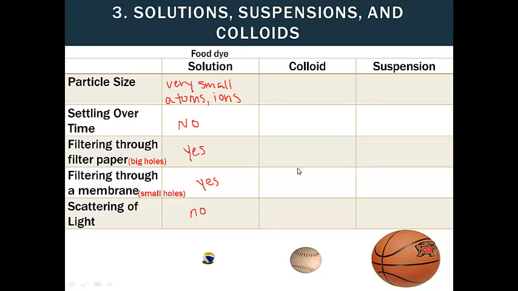Next up is a colloid. So an example of a colloid would be milk. So the particle size here is going to be small, but it's going to be something like molecules. So many atoms stuck together. So still pretty small, but we're bigger than the particle size for solution. Colloid, the particles are still very small, so they can be supported by the solvent, so they will not settle over time.